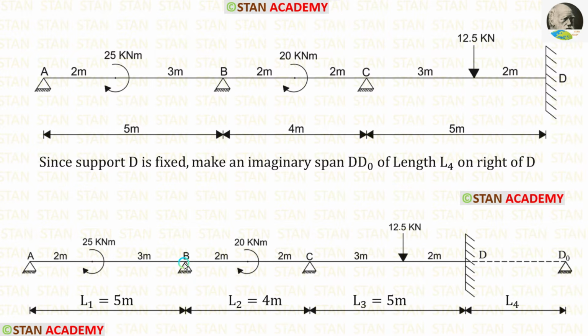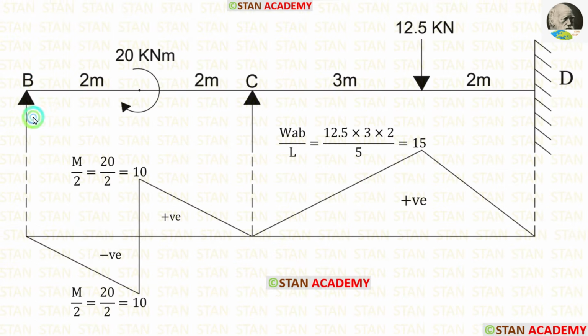Now let us take the spans BC and CD and make the second equation. For BC, we have already calculated the ordinates. Now let us calculate the ordinates in the span CD. Here there is a point load 12.5 kN. It is not acting on the center.